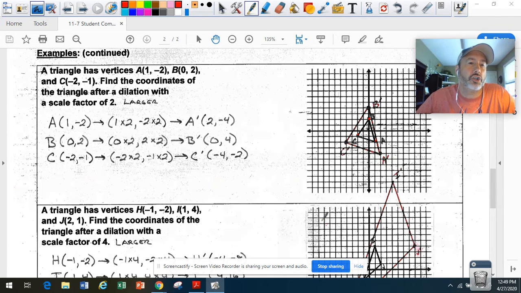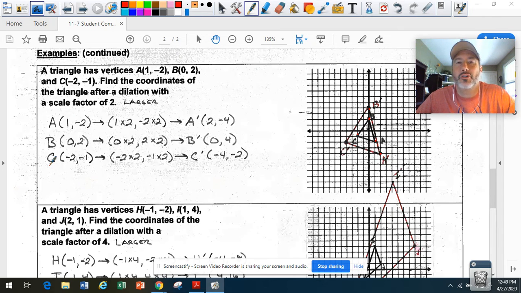Now for our new image, we're going to multiply X and Y by 2. So A, we'll multiply 1 and negative 2 by 2, which gives you 2 comma negative 4. Plot it here at A. Here is your 2, negative 4. Plot your point. For B, B is 0 comma 2. Multiply your X and your Y by 2. So that gives you B prime at 0, 4 right here. Yes, 0, 4 right up there.